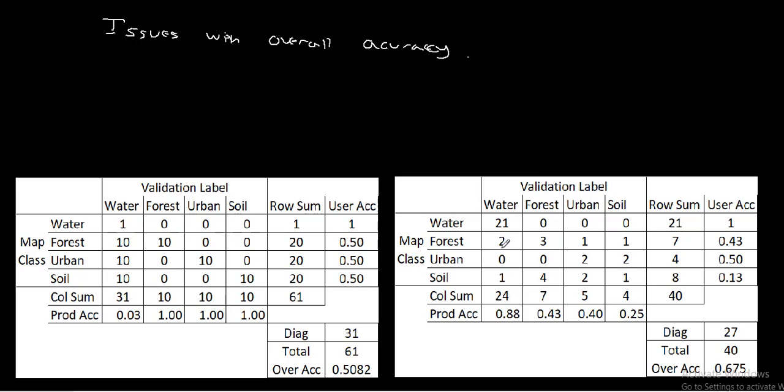So let that sink in for a second. Over here, a class with a lot of observations did poorly. It dragged down the accuracy. Over here, this class had a lot of observations, did well. It actually brought the accuracy up.